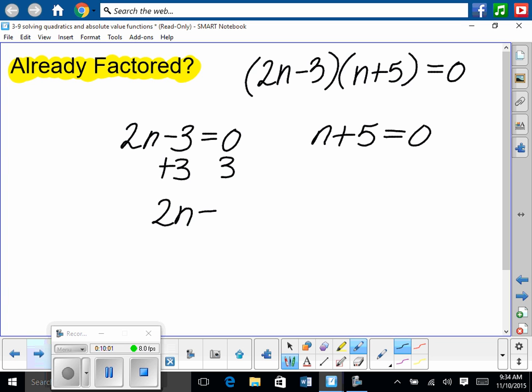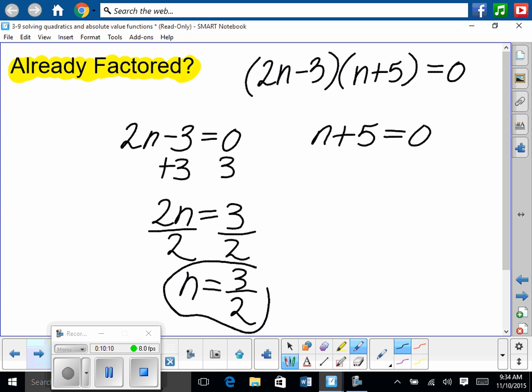2n is equal to 3. Divide by 2. So n is equal to 3 halves. I like that answer much better than a decimal. In secondary 3, we don't really deal with decimals unless there's no choice. And then subtract 5. So n is equal to negative 5.